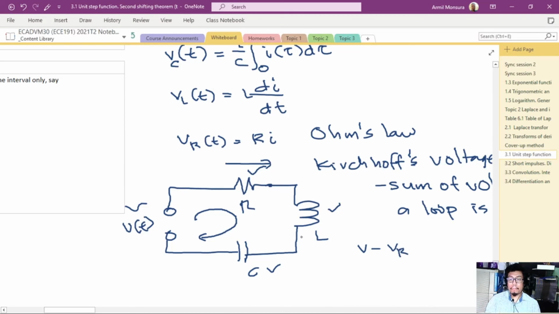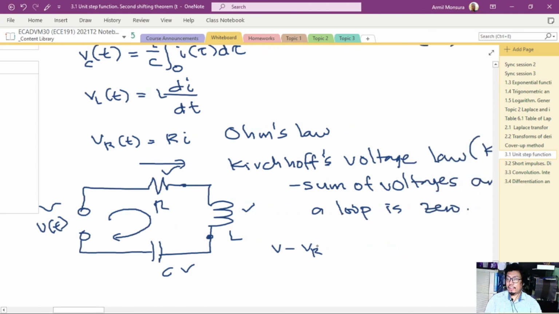And then after your current passes through here, again, there's another voltage drop after the inductor. So that makes it minus VL. And then at this point, if your current passes through the capacitor, there's another voltage drop there. That diminishes another voltage, so that becomes VC. These are the voltages around this loop, the total of which should be 0, and that's KVL.